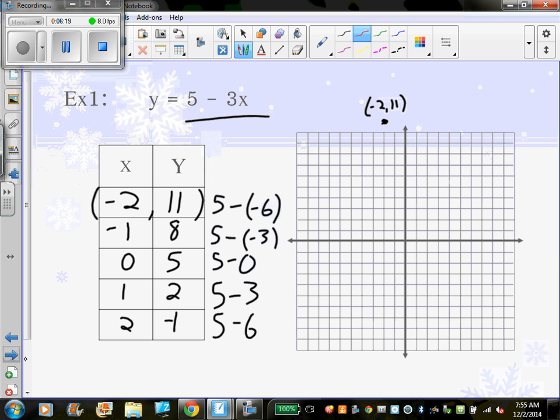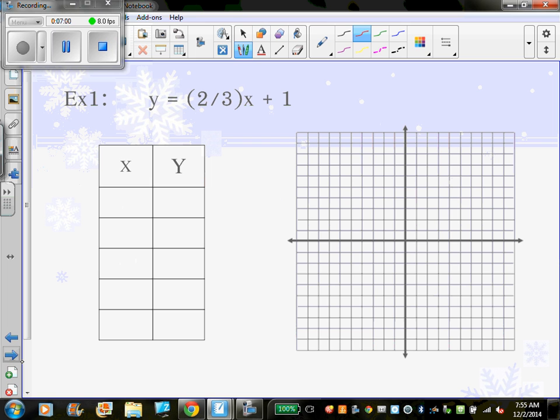The next point we would have is negative 1, 8. So negative 1 tells me 1 to the left, and then 8 up. 1, 2, 3, 4, 5, 6, 7, 8. Next point is 0, 5, so I don't move left or right, but I go up 5. Then 1 right, 2 up, and then 2 right, 1 down. So there are my points, and now my last step is I have to connect the dots. Put arrows at the end. The arrows tell the person looking at this that this line keeps going on forever, because it does. It never stops. We found 5 points, but we could find more if we really needed to.